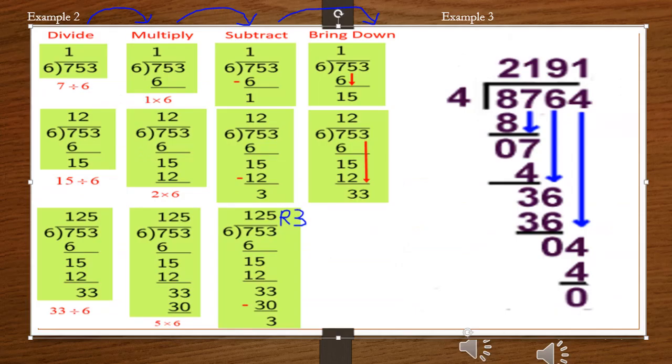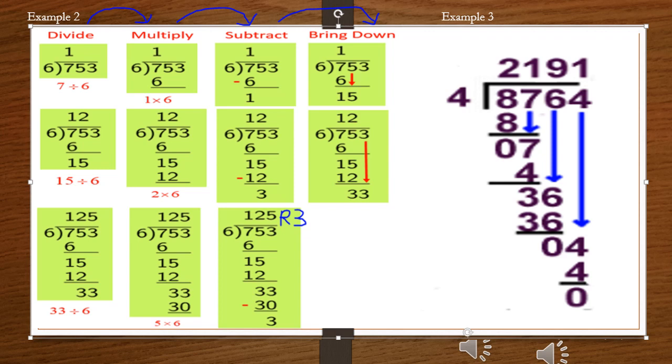Here's another example. 753 divided by 6. Since the divisor is greater than the first digit of the dividend, we should only use one digit in the first step. So I have to take the 7 in the first step. Now, step 1, divide. How many 6's do I need to make 7 or almost 7? I only need 1 6.